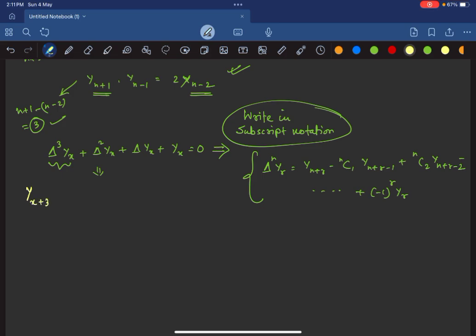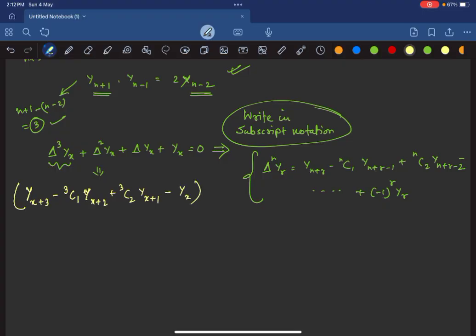y(x+3) minus 3C1 y(x+2), the general term being y(n+r) minus 1, so it is y(x+r-1), y(x+3-1), that is basically y(x+2). So you can write it like this: y(x+2) plus 3C2 y(x+1) minus 3C3, that is y(x).